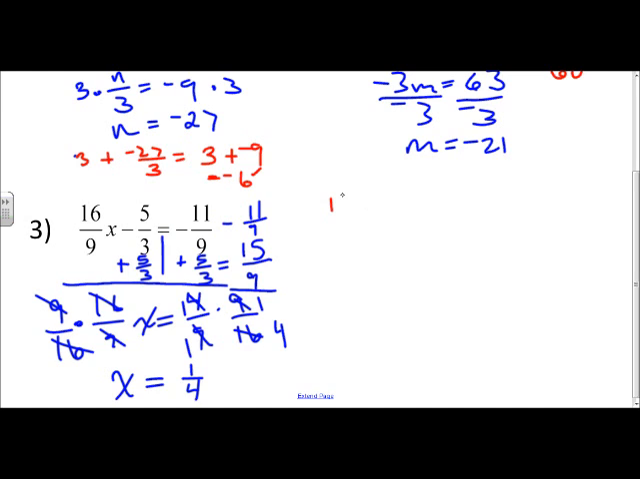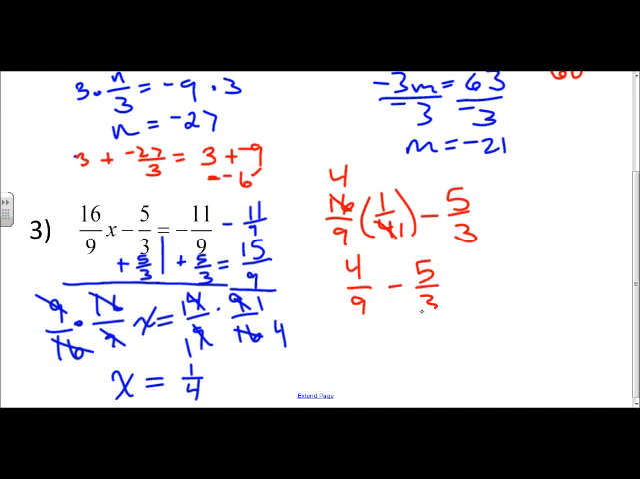I'm going to check this out by substituting that 1/4 in for x. 16/9 times 1/4 minus 5/3. I should get negative 11/9 if I did this right. I'm going to cross reduce. So now I have 4/9 minus 5/3. I need common denominators. 4/9 minus 15/9, negative 11/9. So this one checks out. That's how we solve two-step equations.